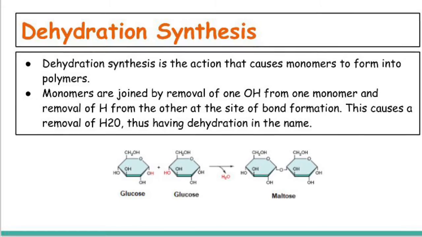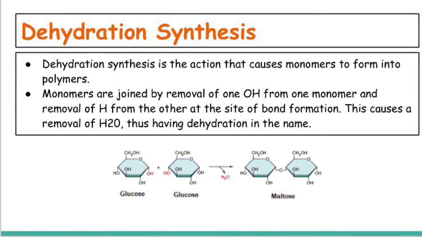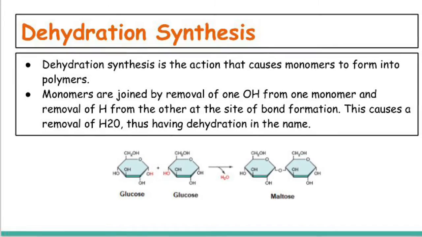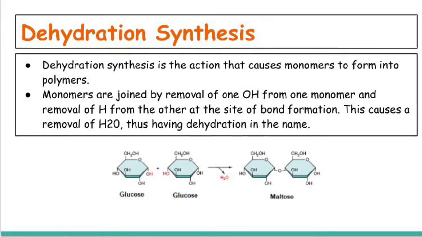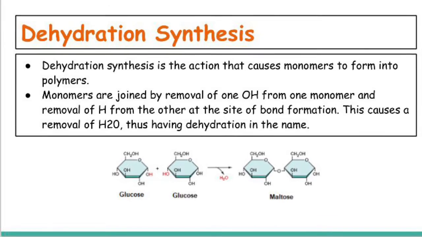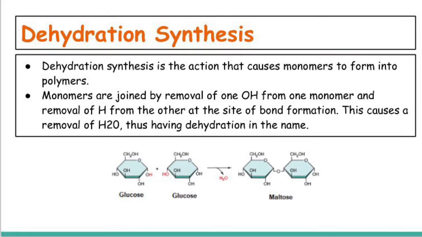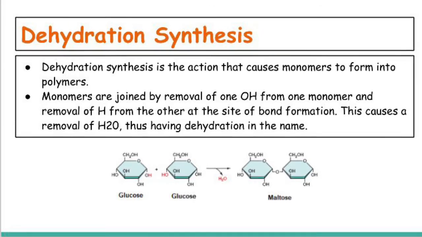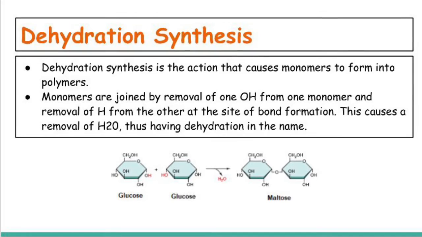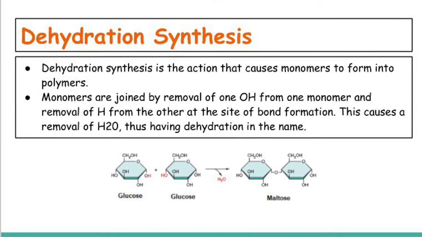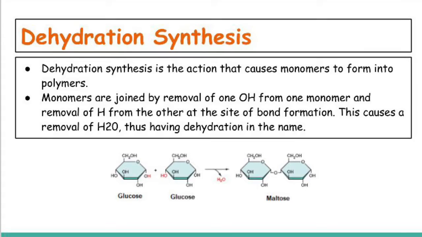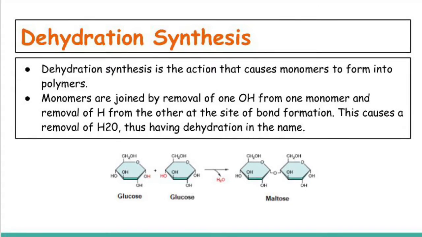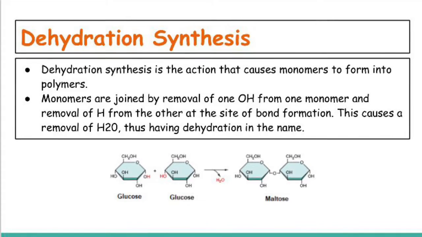Molecules by themselves can't do much, so they are combined using dehydration synthesis. Dehydration synthesis is the action that causes monomers to form into polymers. The way this happens is by the removal of 1 hydroxide ion from 1 monomer and the removal of a hydrogen ion from the other at the site of bond formation. This causes the removal of a water molecule, and that's why it has dehydration in the name.